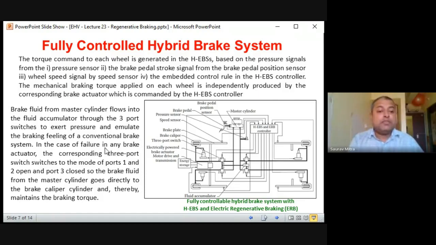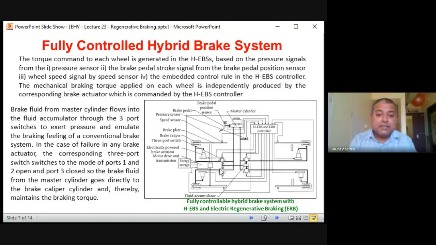So in the case of failure in any brake actuator, the corresponding 3-port switch switches to the mode of port 1 and port 2 open and port 3 closed. Brake fluid from the master cylinder goes directly to the brake caliper cylinder and thereby maintains the braking torque. So this HEBS is normally giving the fluid to this accumulator through this 3-port switch. Okay, and at every stage there is a sensor and every wheel is controlled separately, but sometimes, suppose there is a failure in any of the actuators, whichever actuator is causing the brake to happen, then there is a direct kind of control.